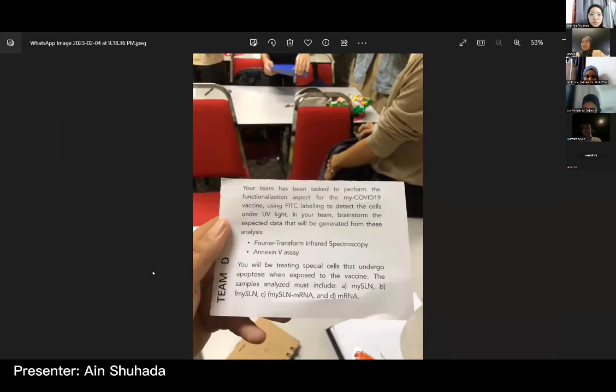Our matrix number is 200993. For my part, and Farah's, it is about detecting the special cell that will undergo apoptosis using FMY, SLN, mRNA. So for the next picture.